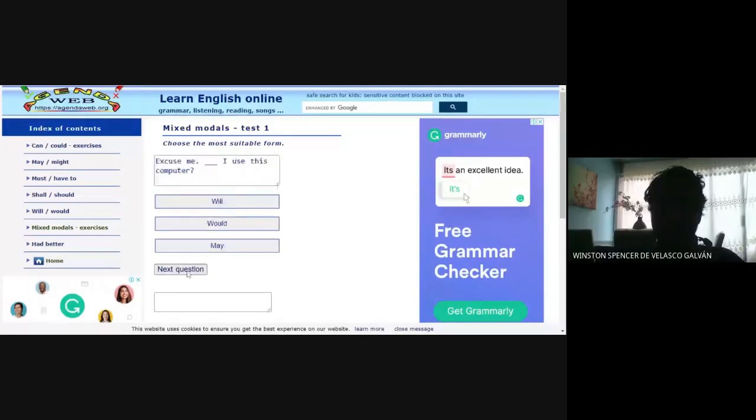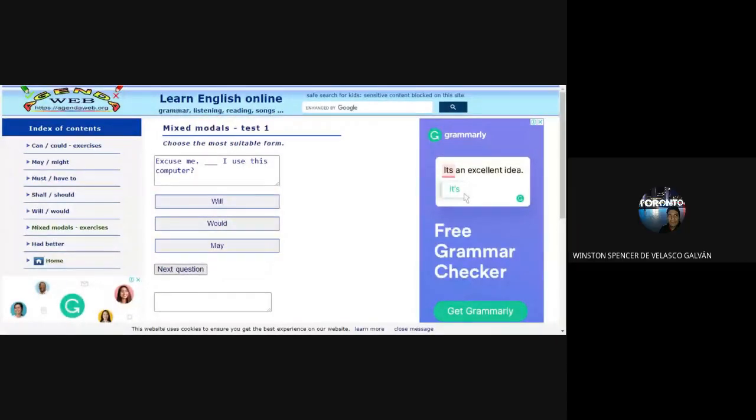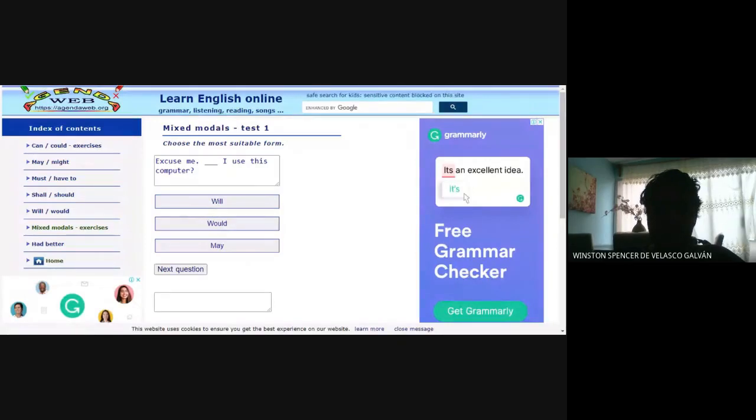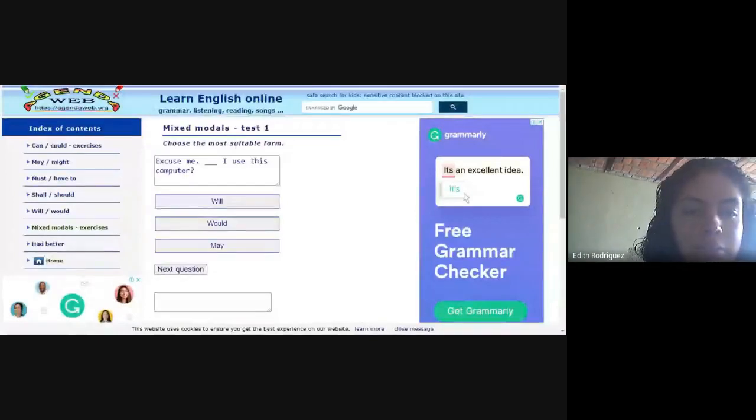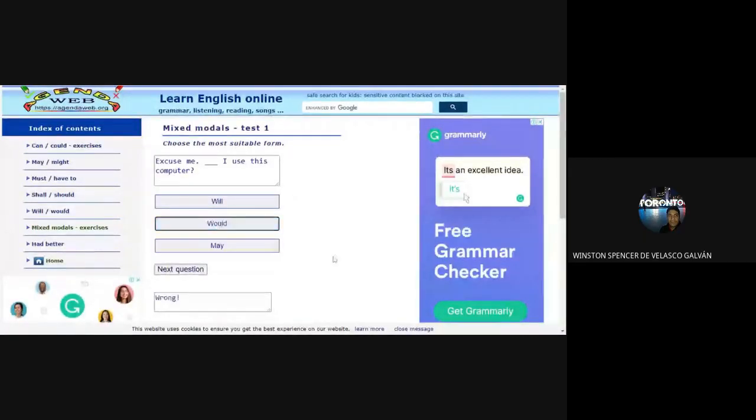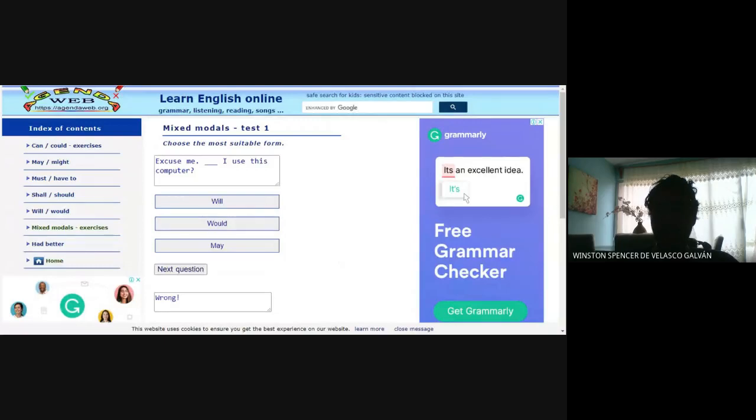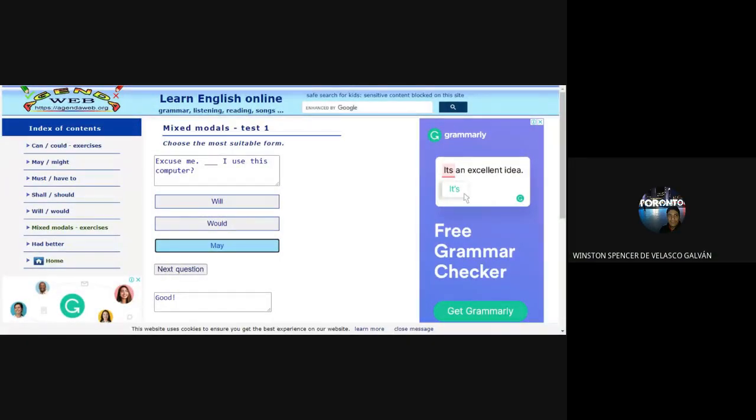Next question. Look at this. We got: excuse me, space, I use this computer. What about you, Edith? Do you know the answer? Would? Okay. Would I use this computer? Okay, it is wrong. Any more ideas? May? Okay, let's check. It's good. Why? Because we're asking for something. May I use this computer? Right? Remember, may I come in? See? The modal verb may is always for polite things. Don't forget that.